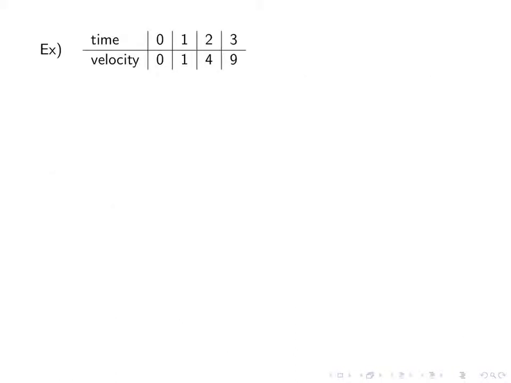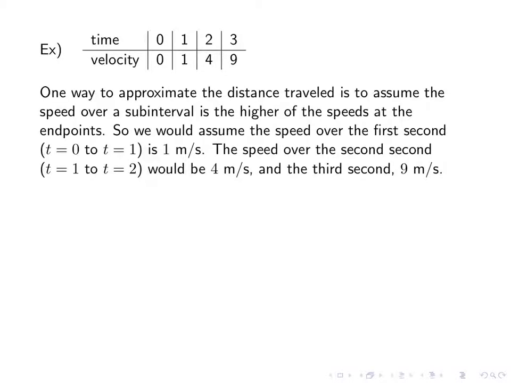So here I've broken down the time into every 1 second intervals, and I've found the velocity given our equation v equals t squared. So 0 squared is 0, 1 squared is 1, 2 squared is 4, and 3 squared is 9. So what we're going to do is assume the speed over the first second, from t equals 0 to t equals 1, is 1 meter per second, so the velocity at 1. Then we're going to assume that the speed over the second second, t equals 1 to t equals 2, is the velocity at 2, which was 4 meters per second. In the third second, t equals 2 to t equals 3, we're going to assume that it's 9 meters per second.